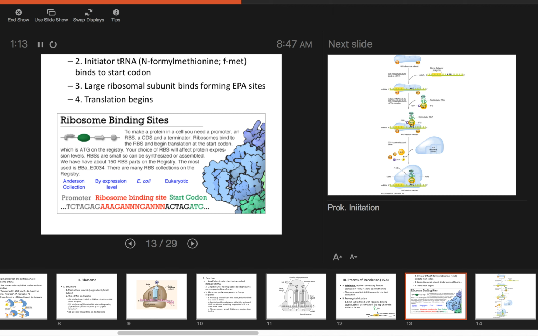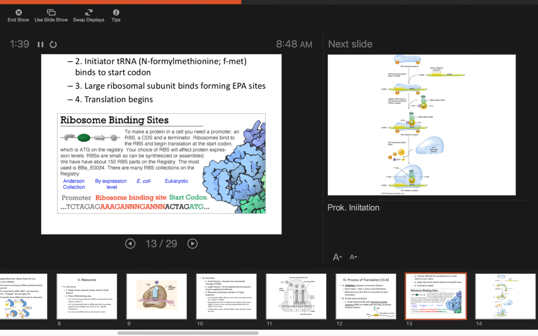Another difference is the initiator tRNA. I just said that AUG is the start codon, which is true, but in prokaryotes, it doesn't code for methionine. It codes for N-formylmethionine, or fMet for short. So that is the difference. In prokaryotes, fMet. In eukaryotes, it's Met, or methionine.